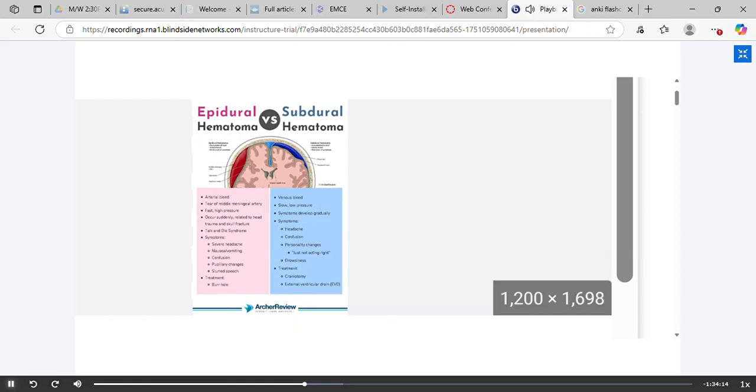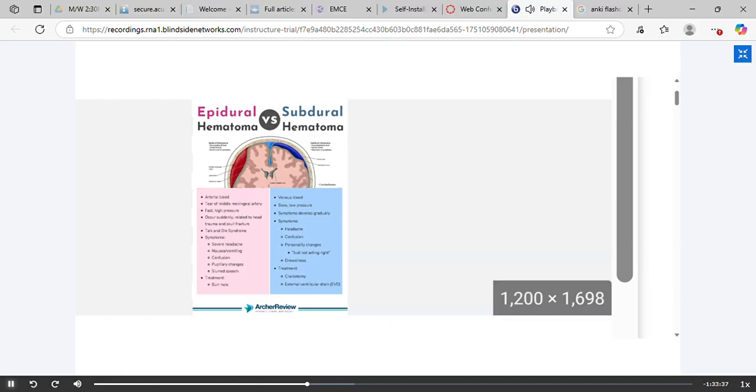So an epidural bleed occurs because most of the time there is a skull fracture that occurs with it. It says occurs suddenly related to head trauma and skull fracture. And what happens is this middle meningeal artery that's in there is what is damaged. And when that tears and it's bleeding, it's an arterial bleed, right? And so the blood accumulates rapidly outside the surface of the brain.